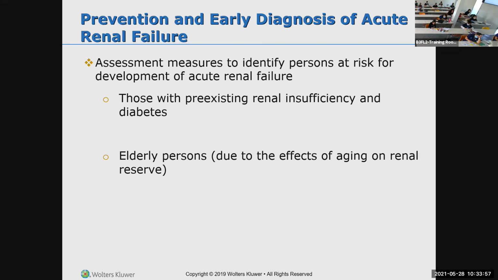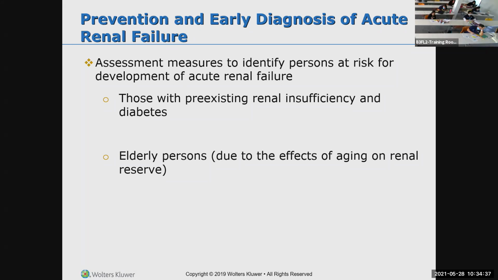A person suffering from diabetes mellitus for 20 or 30 years, still on medication. In the long run, this diabetes mellitus damages the person's kidney. We call it diabetic nephropathy. I was having diabetes and I'm on insulin, but my sugar goes up and down and I keep damaging my kidney. So these are persons with pre-existing renal insufficiency and diabetes mellitus.